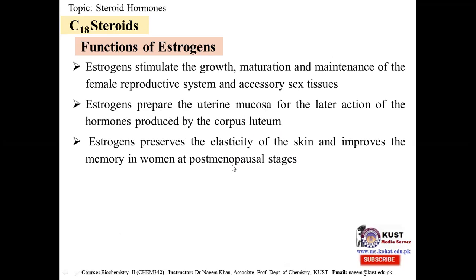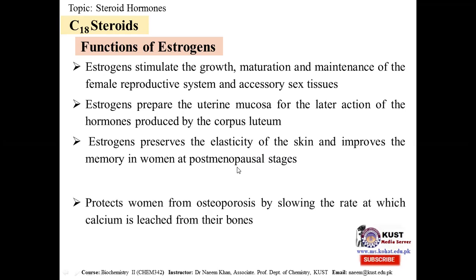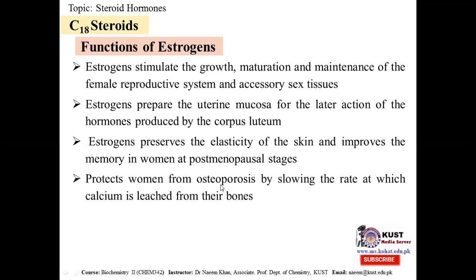Different stages of the cyclic menopause. In the menopausal stages in women, memory is improved and the elasticity of skin is preserved by the estrogen. Estrogen also protects women from osteoporosis by slowing the rate at which calcium is leached from their bones. These hormones are believed to protect from osteoporosis by slowing down the rate at which calcium is leached from the bones. So there is calcium protection.